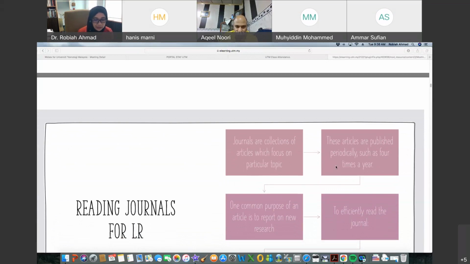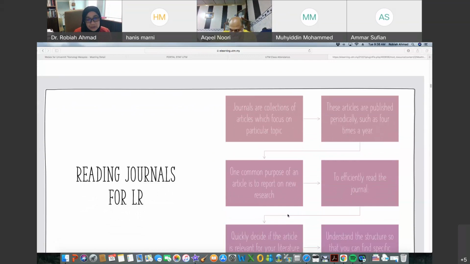You will experience that some of the papers are mostly from one or two relevant sources, similar sources from the same journal, for example. These articles are published periodically, such as four times a year, sometimes every month, quarterly, or sometimes only twice a year. One common purpose of an article is to report on new research. Okay, so this is the purpose of the journal papers.